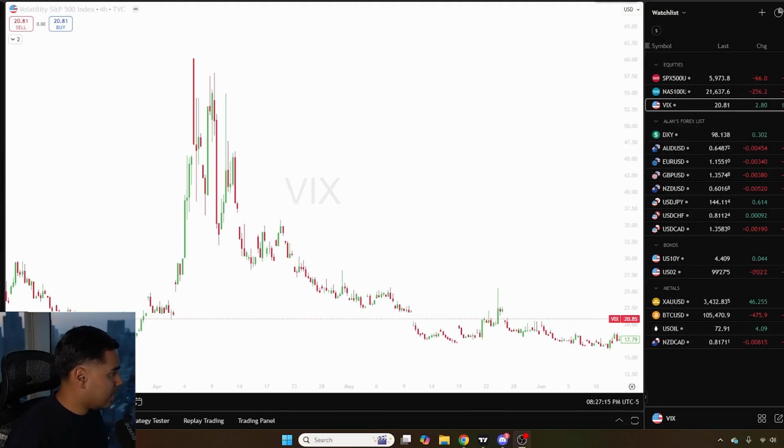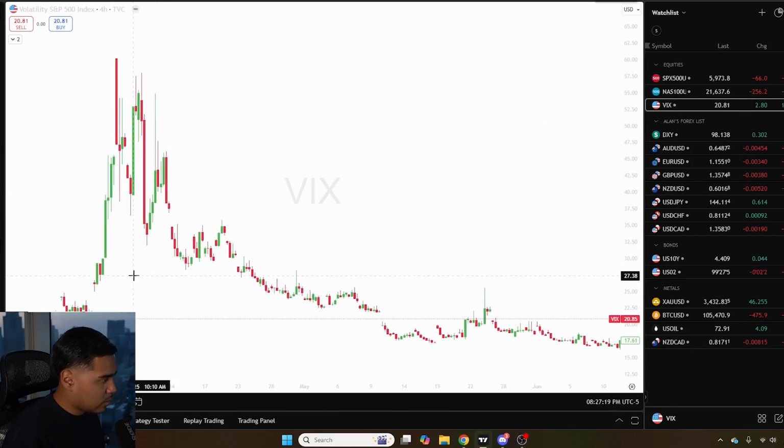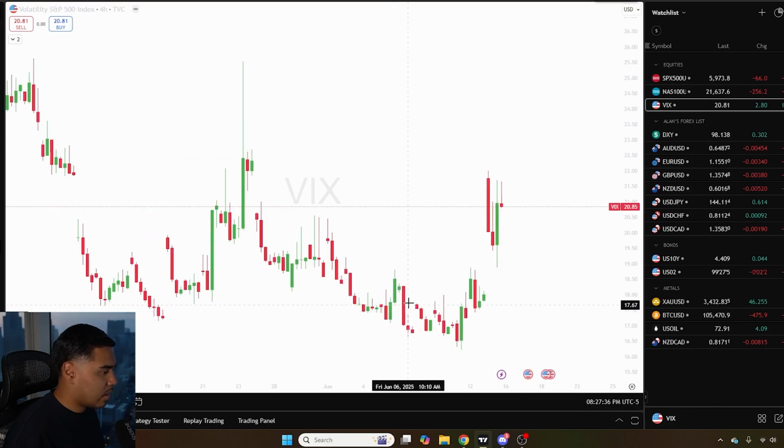Another good chart that we like to reference as traders here to measure volatility and measure risk on or risk off is the VIX, right? We all remember the April 2nd tariff announcement, the 50% reciprocal tariffs, how that caused this big spike in the VIX. We got up to the 60s. And now we got a little bit of a spike in the VIX, not as high, right?